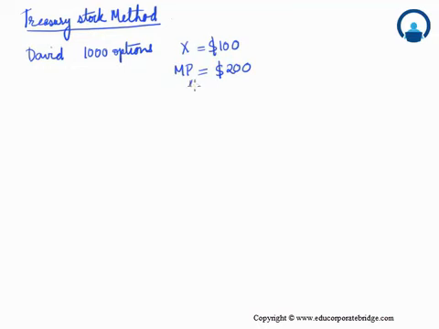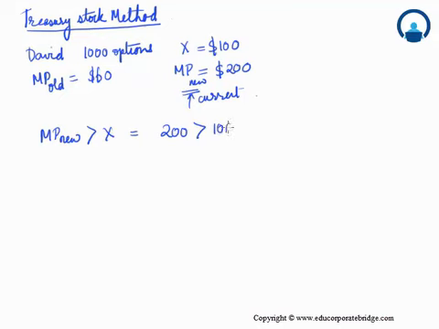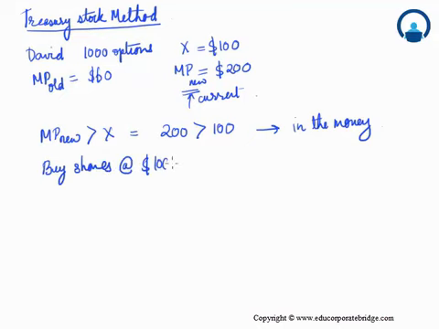So this was the new market price, and the market price at which he was given the original options was $60. So this is the current market price. Now, if this is the situation, what David will do is, since the new market price is greater than the strike price, that is 200 is greater than 100, this option is in the money. And if it is in the money, it makes obvious sense for David to make a profit out of this situation. So he'll buy shares at the rate of $100 each.